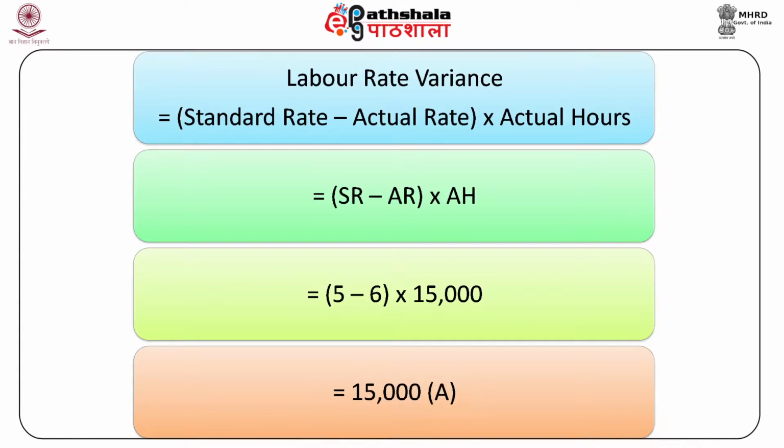Let us continue with our earlier example to calculate labor rate variance. Labor rate variance based on the figures given earlier will be equal to standard rate minus actual rate into actual hours, or SR minus AR into AH, that is 5 minus 6 into 15,000, that is 15,000 adverse, because minus 1 into 15,000 will be minus 15,000.